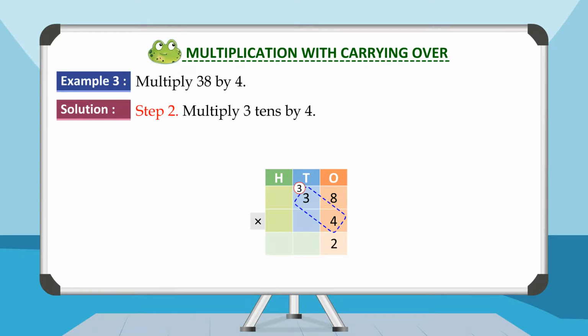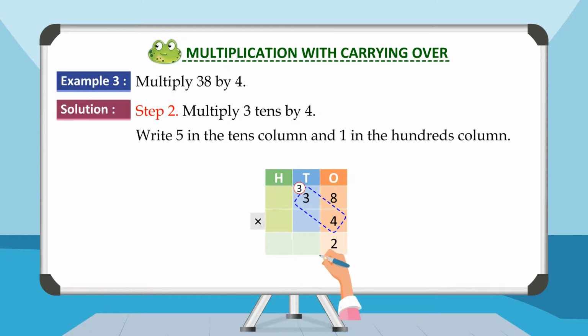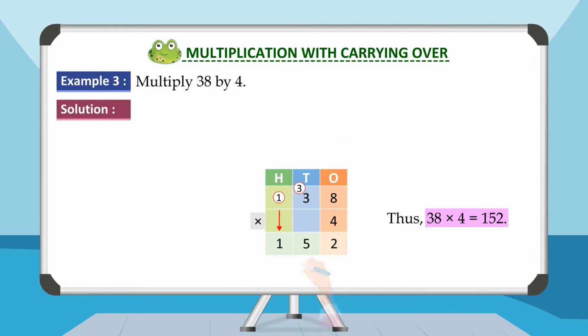Step 2. Multiply 3 tens by 4. 3 tens × 4 is equal to 12 tens. 12 tens plus 3 tens carried over is equal to 15 tens, which is equal to 100 plus 5 tens. Write 5 in the tens column and 1 in the hundreds column. Thus, 38 × 4 is equal to 152.